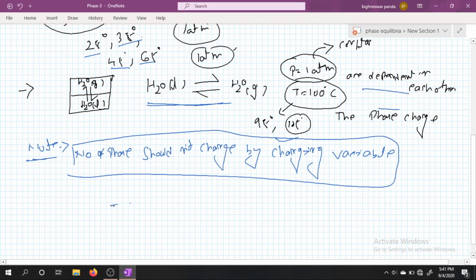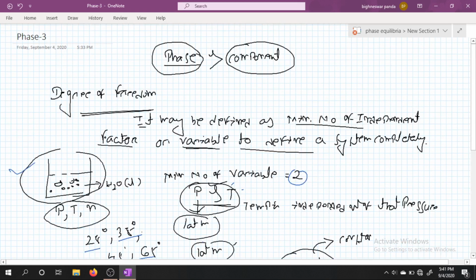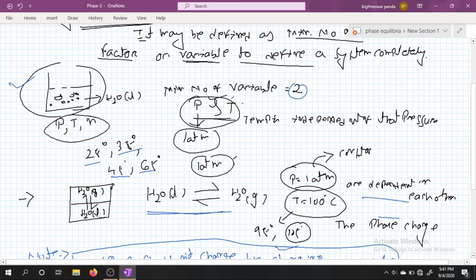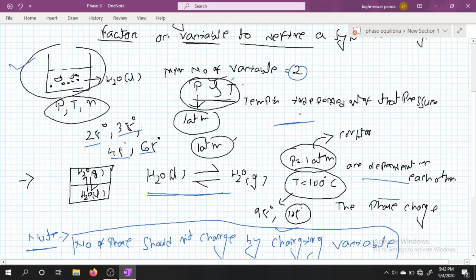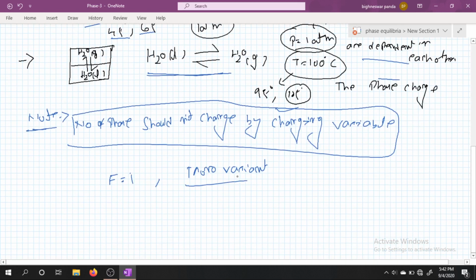So here degree of freedom is 1, which is called monovariant. Where temperature and pressure are independent of each other, degree of freedom DOF is equal to 2, which is called divariant. Here monovariant.